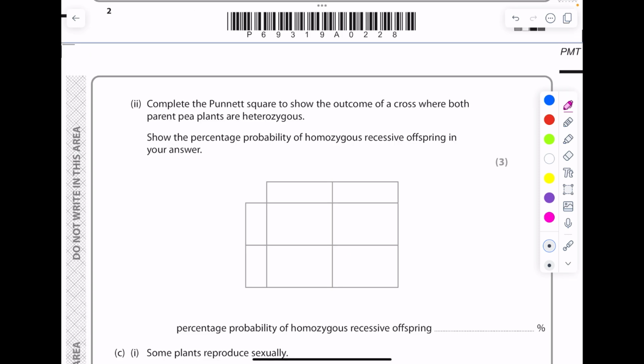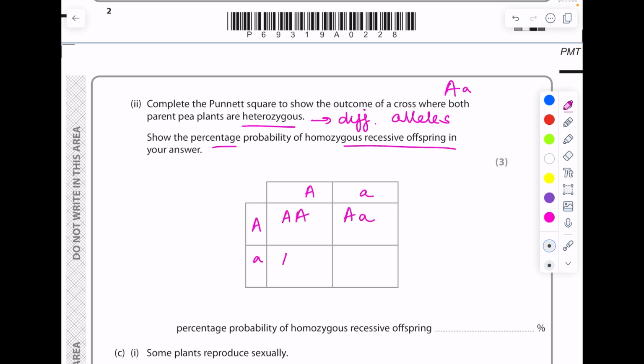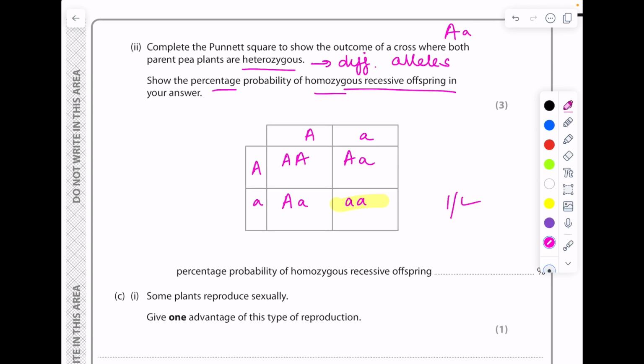Complete the Punnett square to show the outcome of a cross where both parent pea plants are heterozygous. That means that they have different alleles. Show the percentage probability of homozygous recessive offspring in your answer. So the fact that it's heterozygous means we have these alleles. So here are our 4 offspring. In terms of our percentage probability of having homozygous recessive, it's homozygous, 2 of the same, recessive, the lowercase allele. I can see that's a 1 in 4 chance, which as a percentage is 25%.